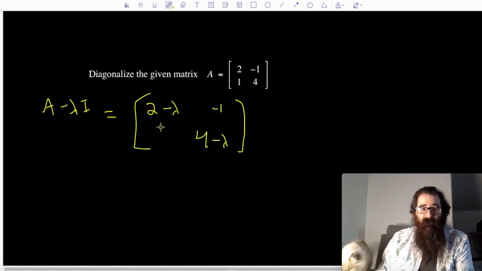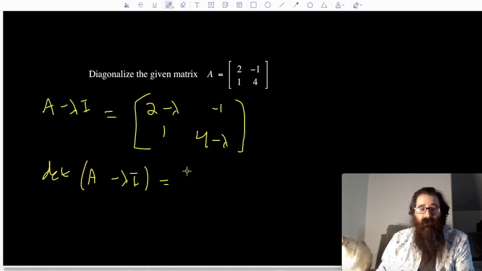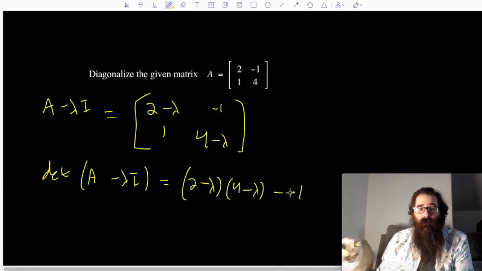The rest of those entries stay the same. Let's find the determinant. Determinant of A minus lambda I. So we're going to have (2 minus lambda) times (4 minus lambda) minus -1 times 1, which is minus -1. And then set that equal to 0.